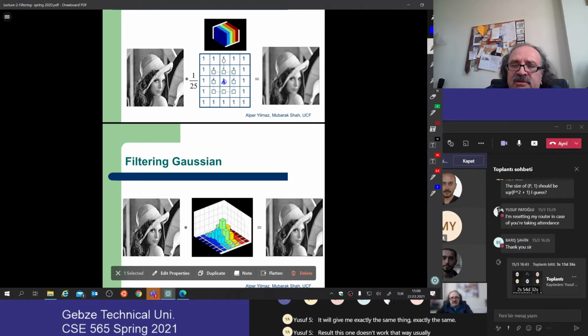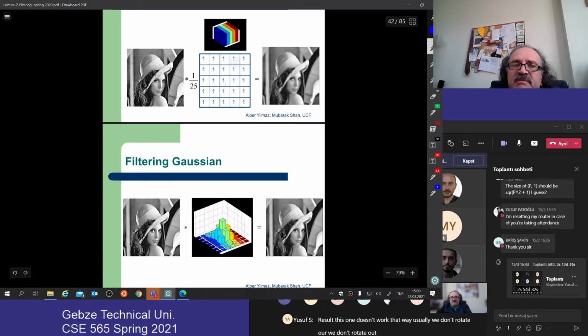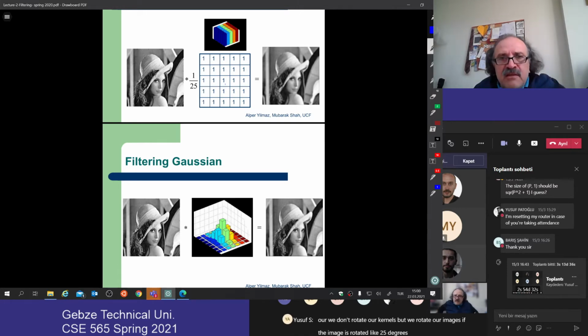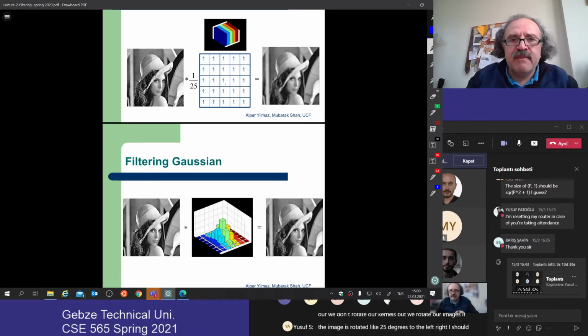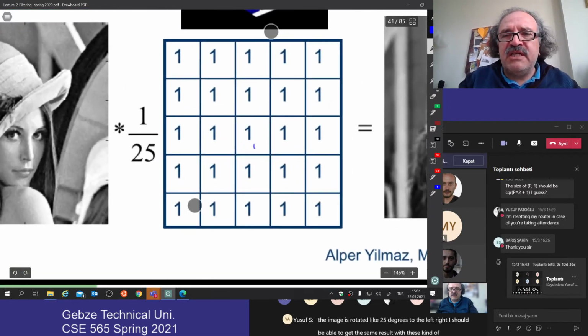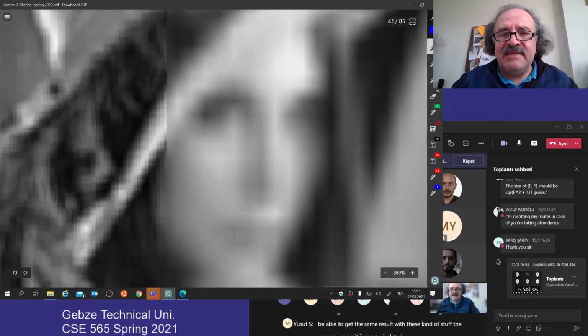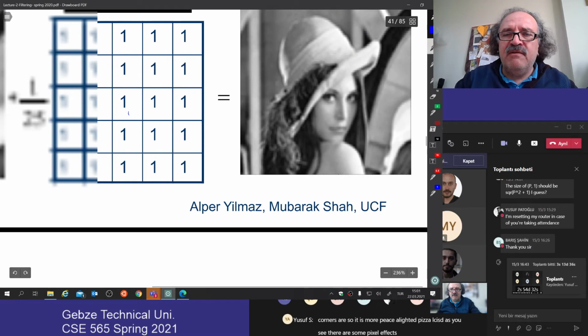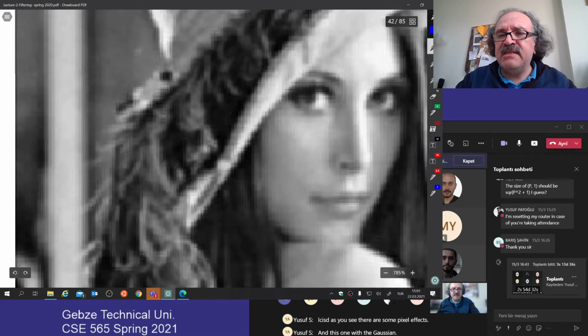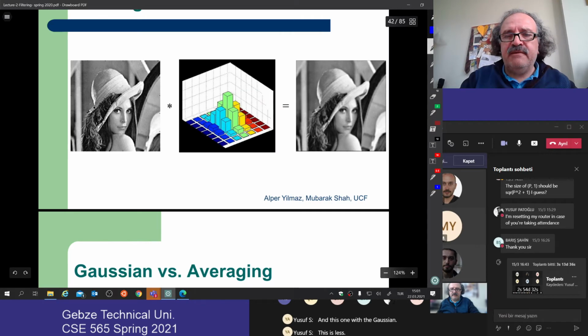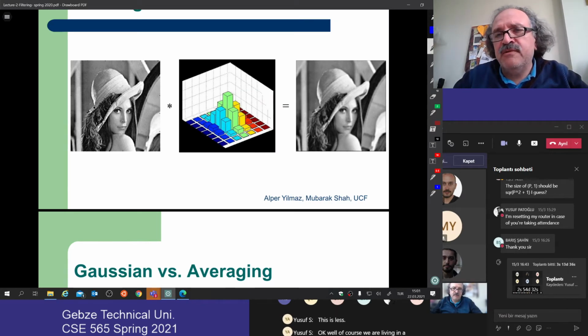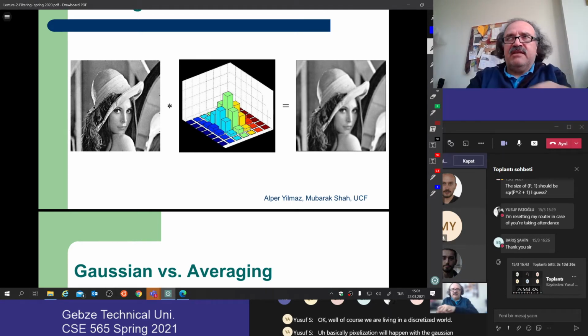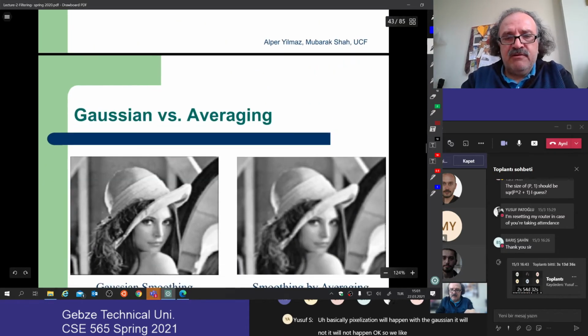Usually we don't rotate our kernels, but we rotate our images. If the image is rotated like 25 degrees to the left, I should be able to get the same result. With this kind of filter, the corners are more pixelized. As you see, there are some pixel effects in this one. With the Gaussian, this is less. Of course, we are living in a discretized world, and pixelization will happen, but with the Gaussian, it will not happen. So we like Gaussian better.